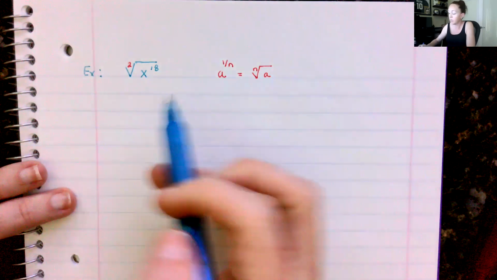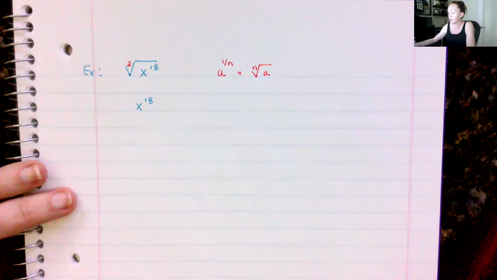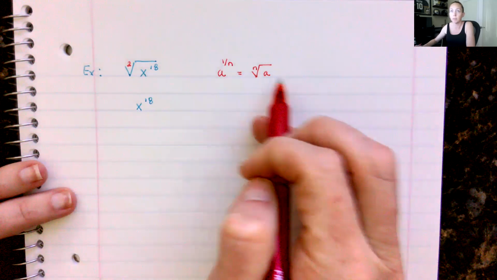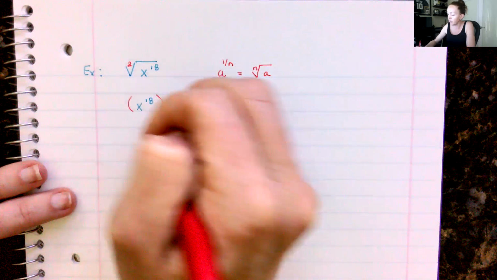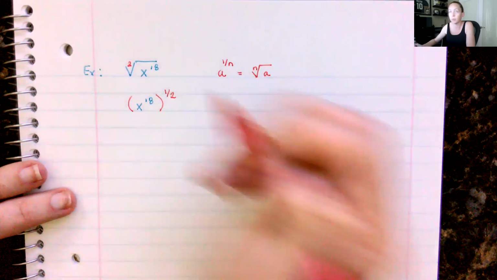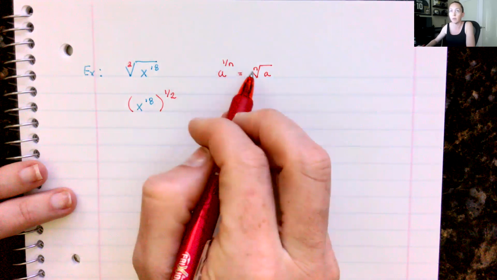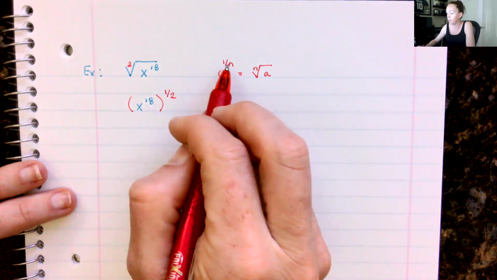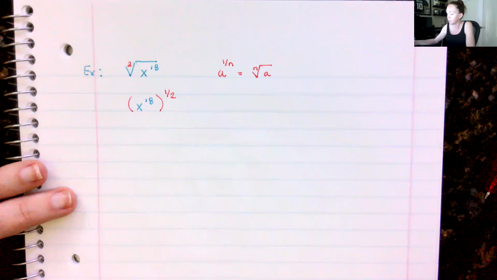So what I'm going to do is take that variable, x to the 18th power, right? That's going to be my a. Whatever is inside of my radical is my a. And I'm going to write this to the 1/2 power. The reason I'm using a 1/2 power is because of this rule here, that any radical can be written as a fraction with an exponent. So we have 1/2, which represents our square root.